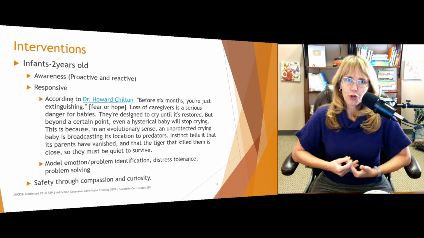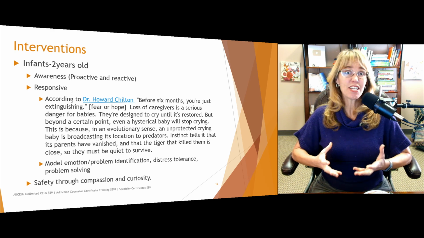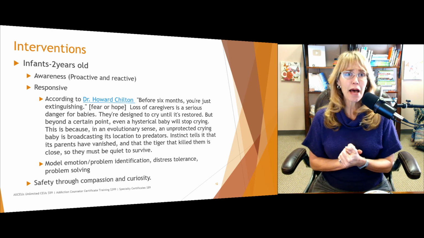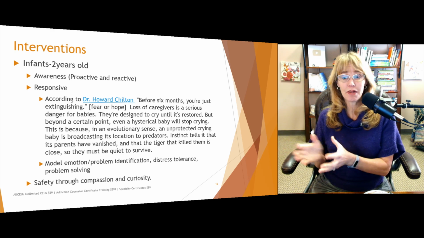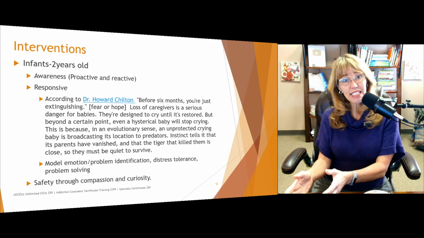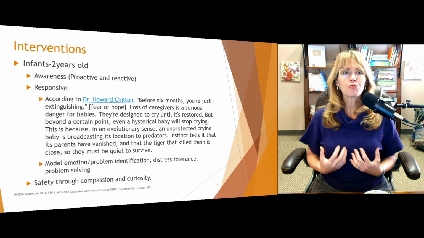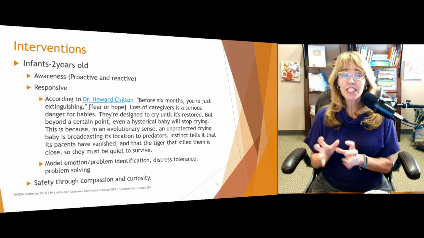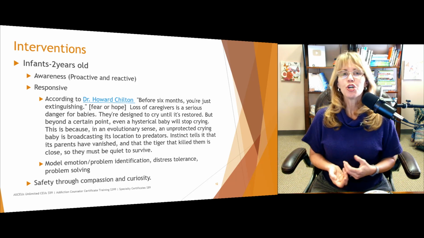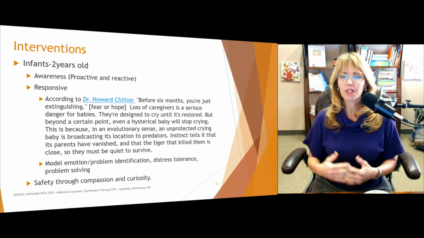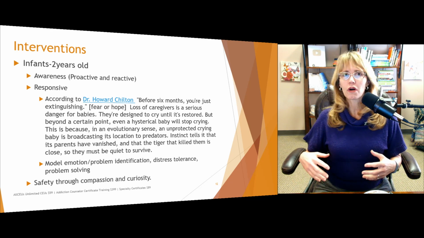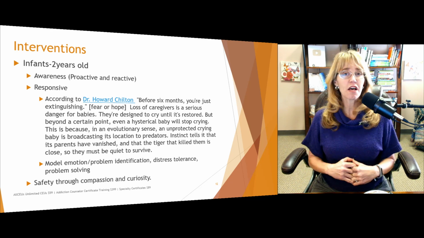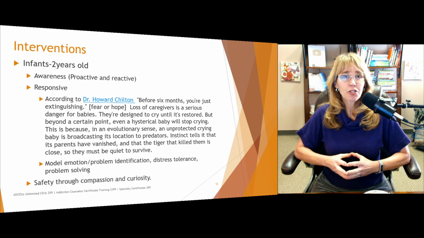We want to model effective distress tolerance. Children are very perceptive because it's in their best interest to be perceptive. If their caregiver's upset, then that means there's danger, and so they get upset. If their caregiver's calm, they tend to be more calm. Children pick that up, whether it's from pheromones or our energies or whatever. So if we model distress tolerance, when the child starts crying or is really anxious or upset, if we can model self-soothing, then the child may learn that.